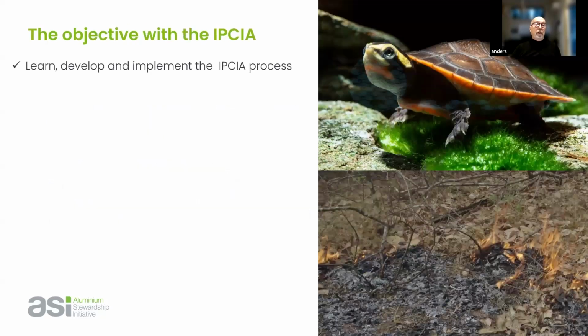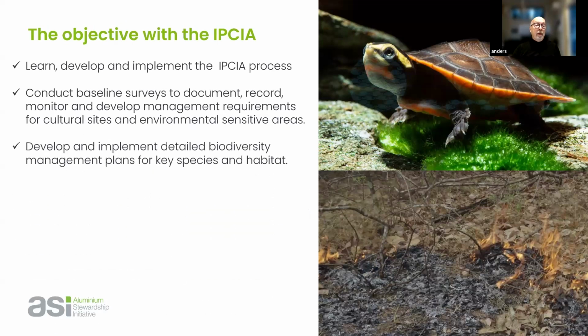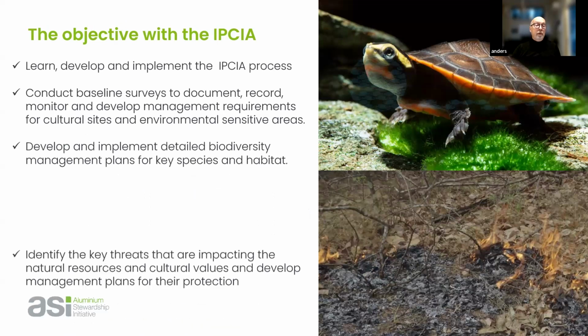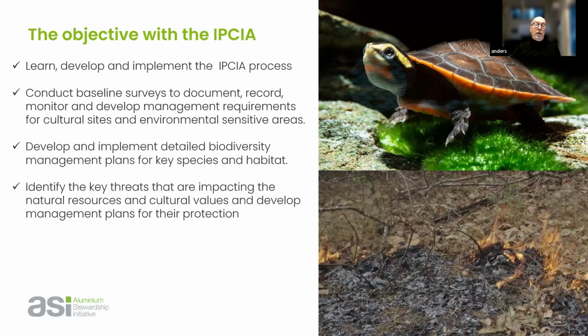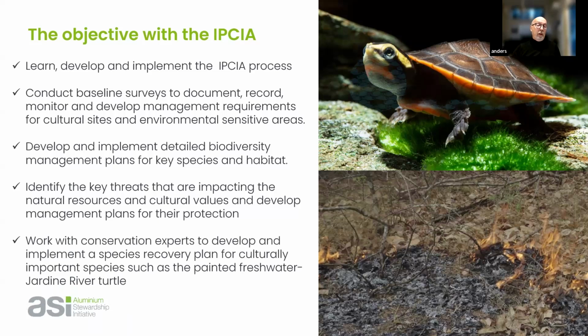The objective with the IPCIA is to learn, develop, and implement the IPCIA process, to conduct baseline surveys, to document, record, monitor, and develop management requirements for cultural sites and environmentally sensitive areas, develop and implement detailed biodiversity management plans for key species and habitats, identify the key threats that are impacting the natural resources and cultural values and develop management plans for their protection, and to work with conservation experts to develop and implement a species recovery plan for culturally important species such as the painted freshwater Jardine River turtle.